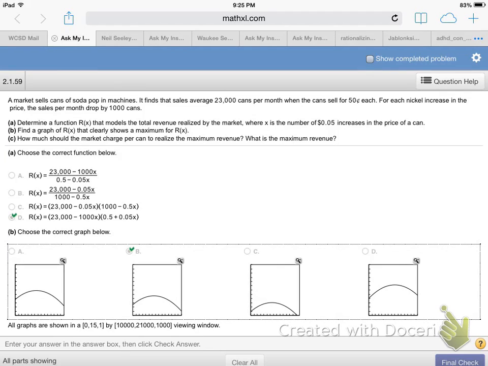All right, 2.1, number 26. This one's tricky, this revenue problem. So here's a quick look at the way this gets analyzed. There's two parts of the problem.